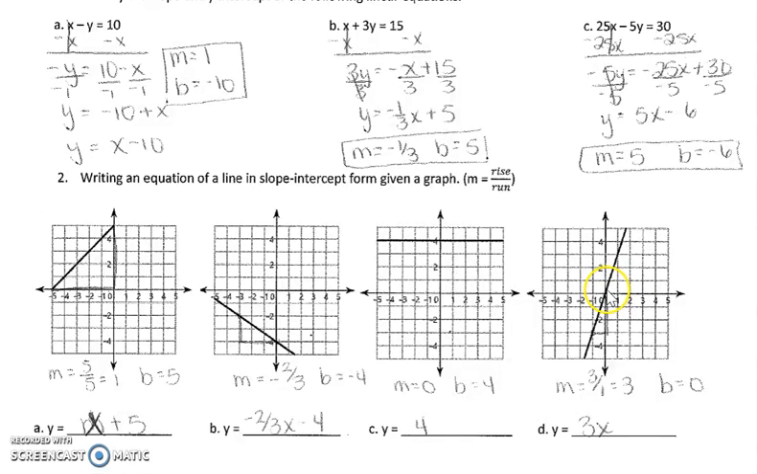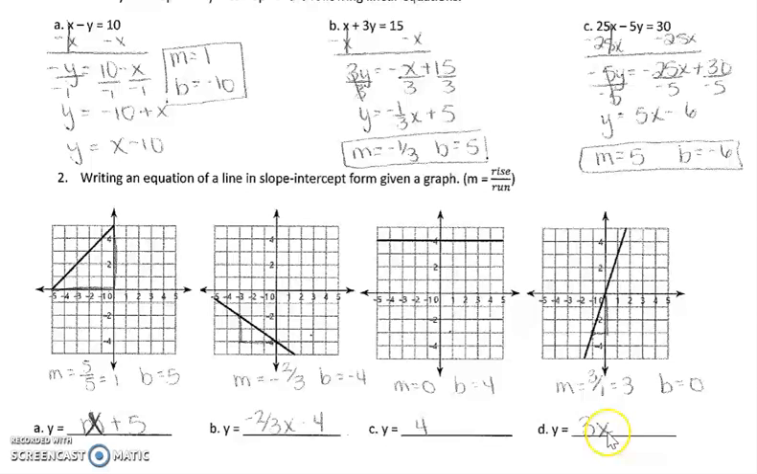From there, you could go up 3, and then right 1, so 3/1. You could go down 3 and left 1, so -3 and -1, which would also get you a +3. So whichever direction you go, you're still going to get a slope of 3. You could even start at this point, go up 6, and then right 2, and up 6, right 2 would still get you a slope of 3. So it doesn't matter where you start and where you end, you're still going to get a slope of 3.